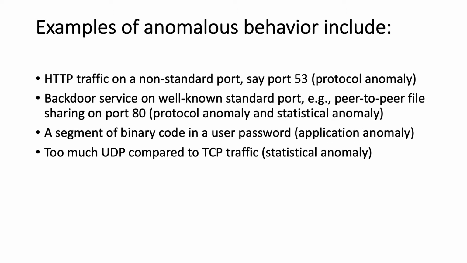Examples of anomalous behavior would be HTTP traffic on a non-standard port. Normally, HTTP traffic runs on either port 80 or port 443, but never requests a service on port 53, which is used for domain name server resolution. Another example is a backdoor service on a well-known standard port, for example, peer-to-peer file sharing on port 80, which is not normal. Others are a segment of binary code in a user password, or too much UDP compared to TCP traffic.